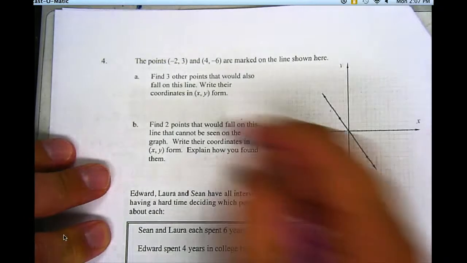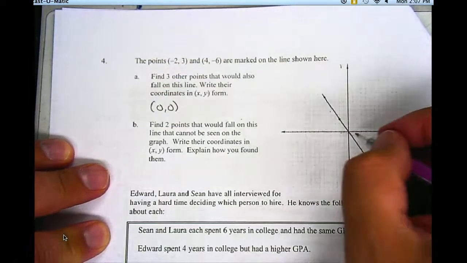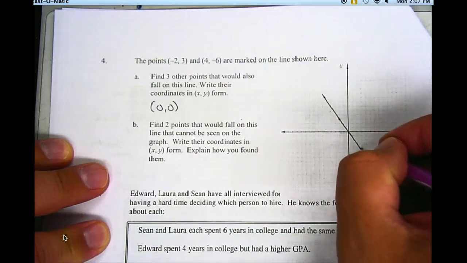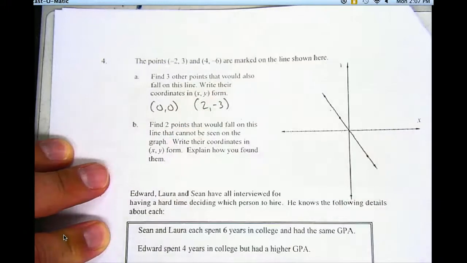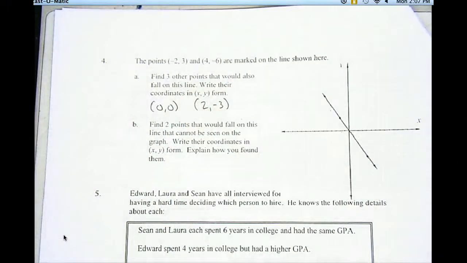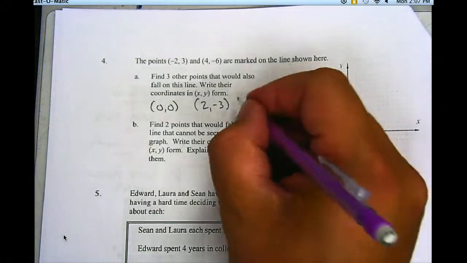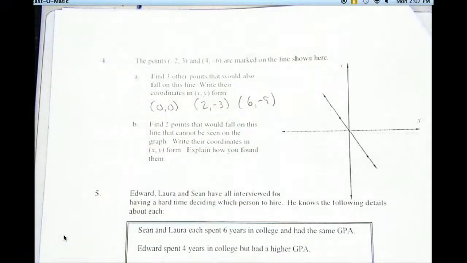Well, it goes through the origin, so I know 0, 0 is a point on that line. And I can go over 2 and down 3. So 2, negative 3 is also going to be on that. And if I go right over here, I'm going to take 6, negative 9. That looks like it's also going to be on that line.